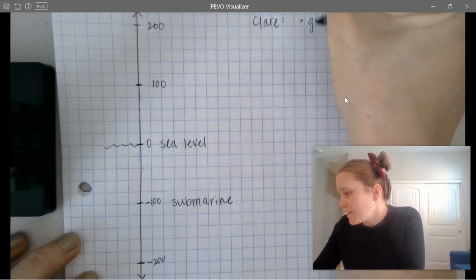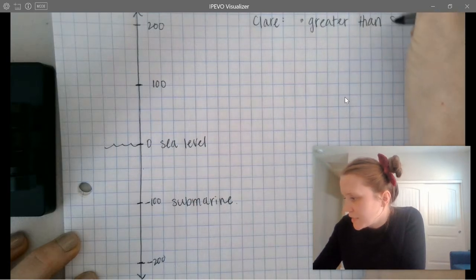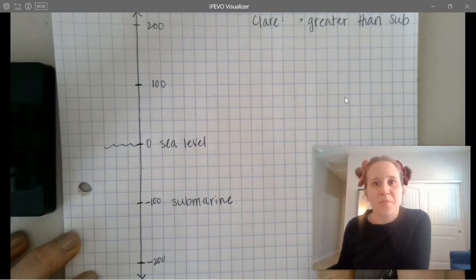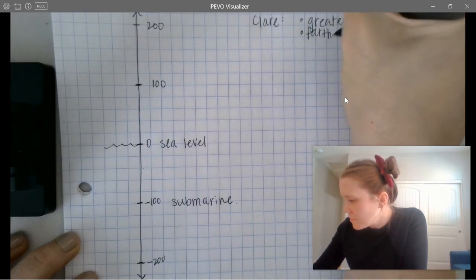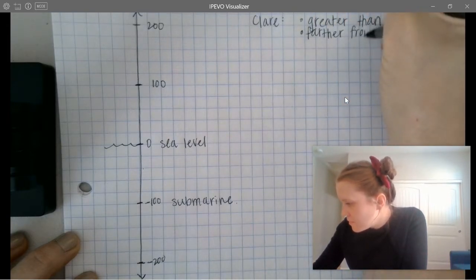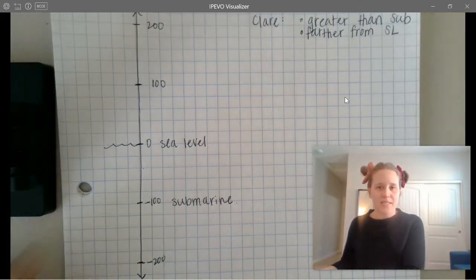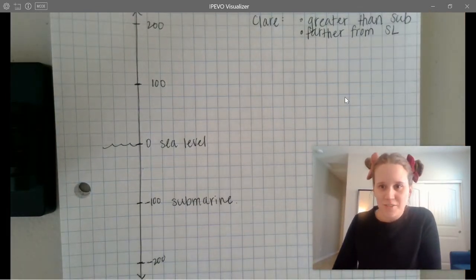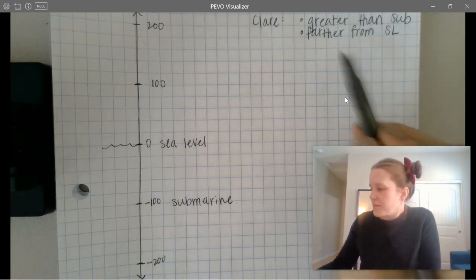Claire is greater than sub. I'm writing sub for submarine. And she is farther from, I'm going to write SL for sea level because I think we're going to be writing that a bunch today, so I just want to take a shortcut. Okay. Farther from sea level.